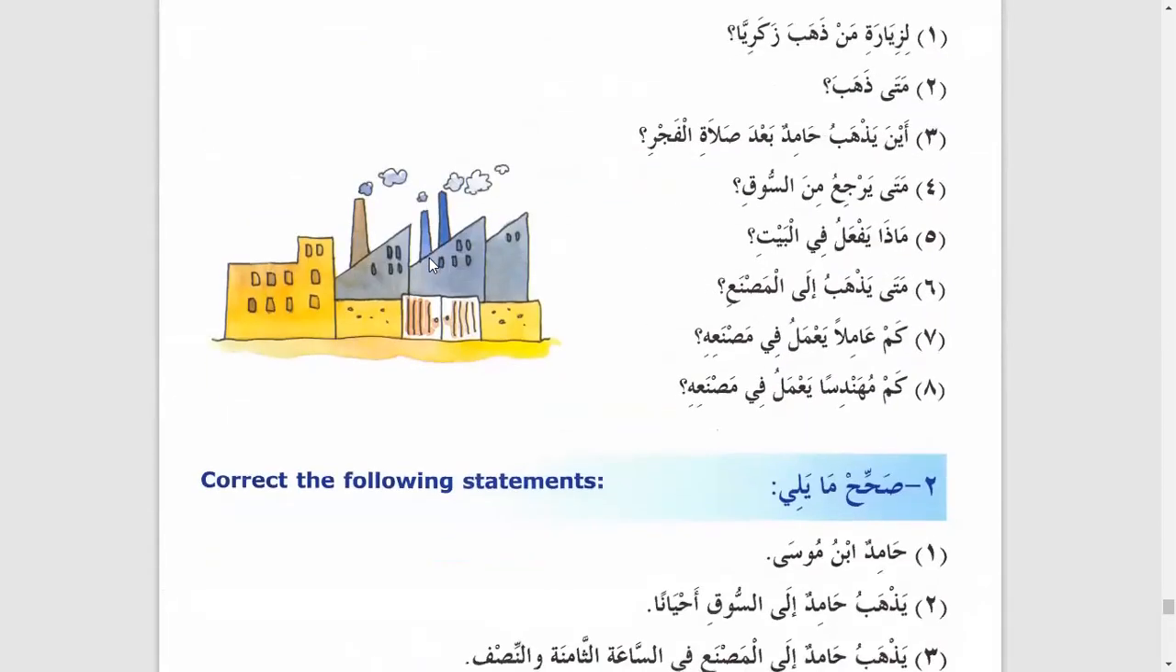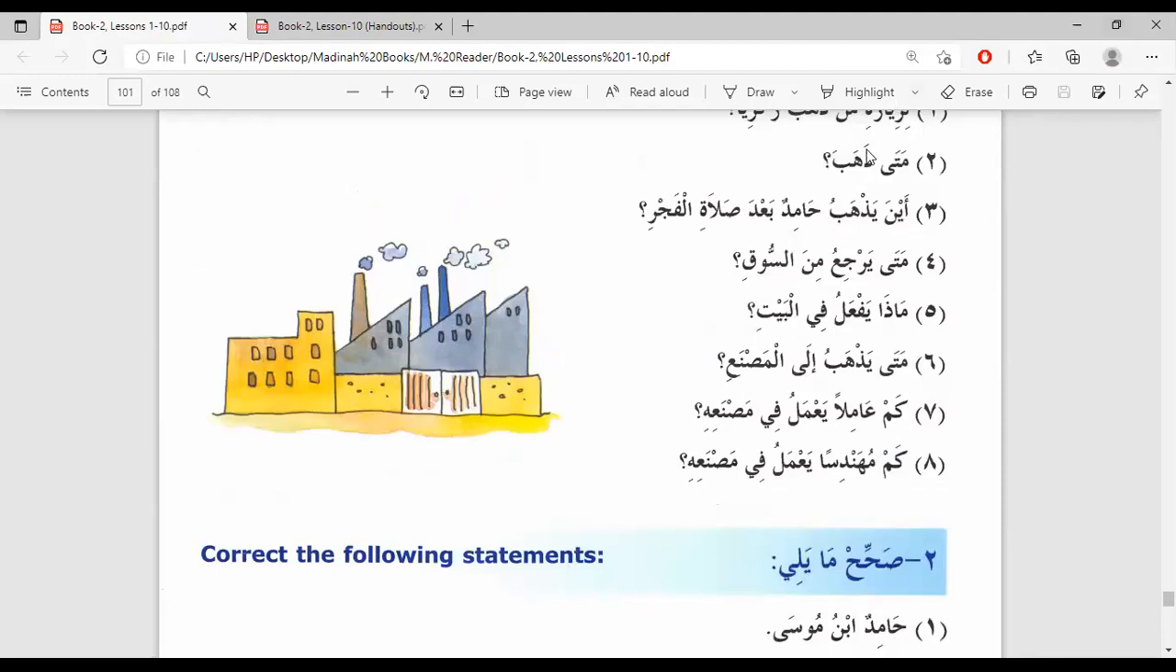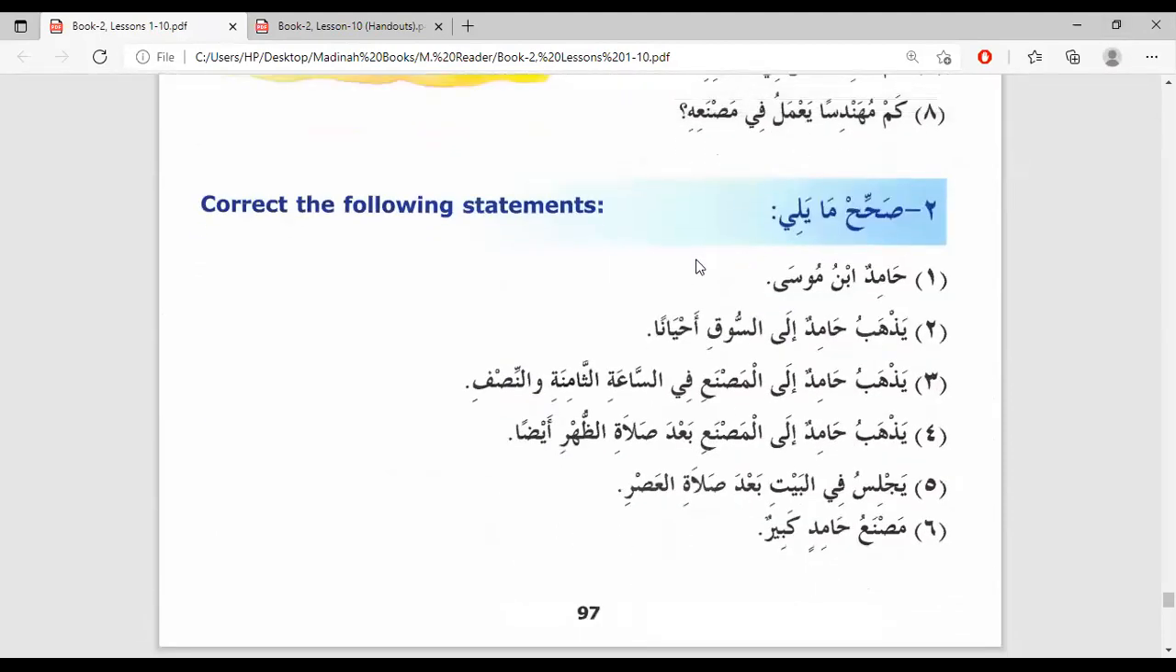The last question is كم مهندسا يعمل في مصنعه. How many engineers? مهندسان. Okay, يعمل مهندسان في مصنعه. All right, so we see the time, 7:55, so I think we can do the next exercise as well. صحح ما يلي, correct the following sentences.